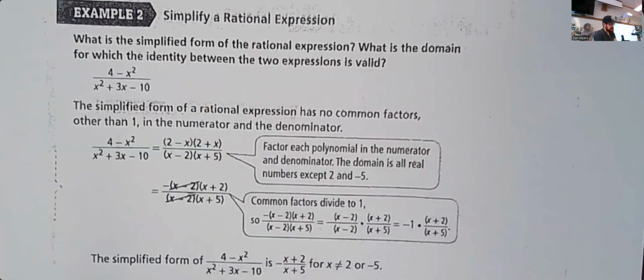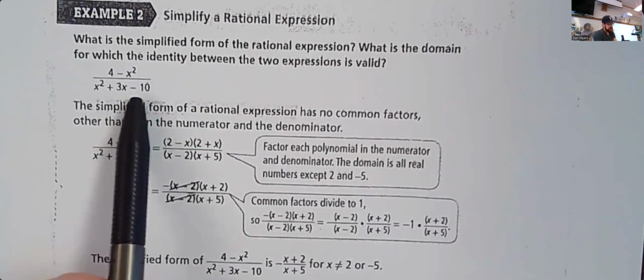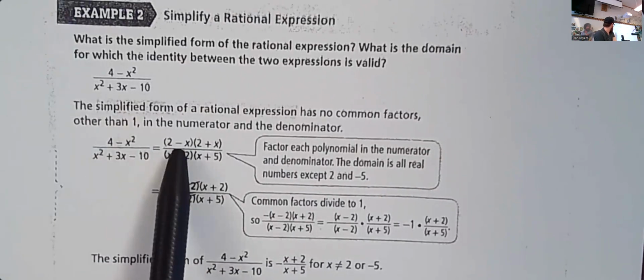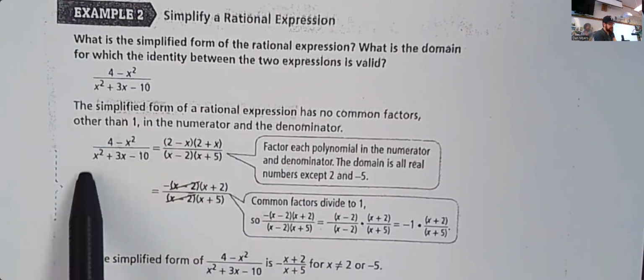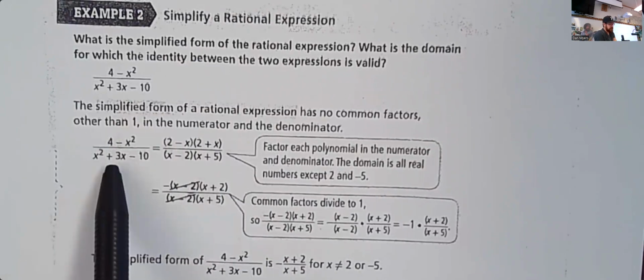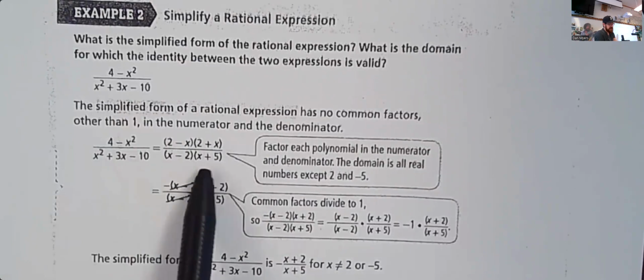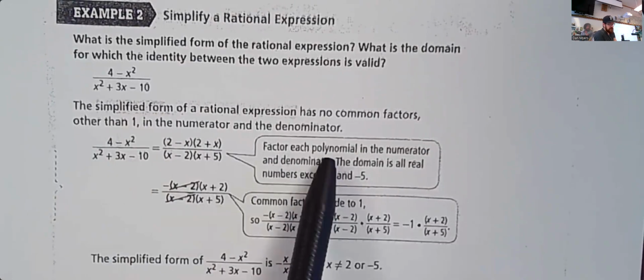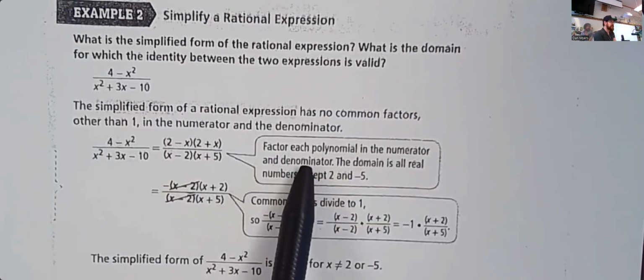So here's our function, 4 minus x squared over x squared plus 3x minus 10. The numerator can factor to 2 minus x times 2 plus x. The denominator is a quadratic trinomial, and that factors to x minus 2 times x plus 5. It says factor each polynomial in the numerator and the denominator. So as much as you can factor.